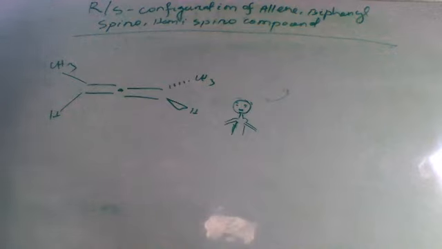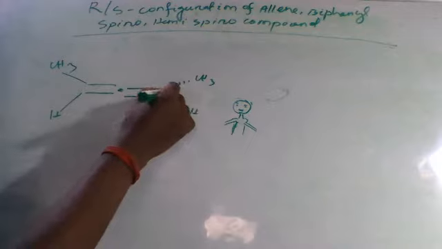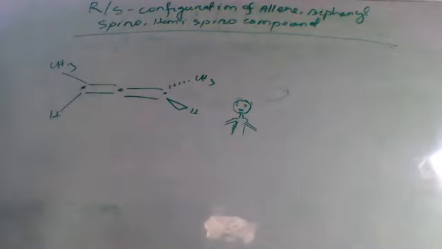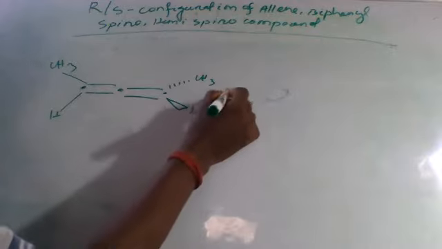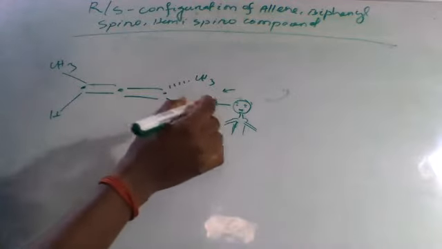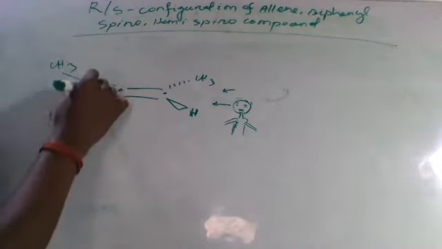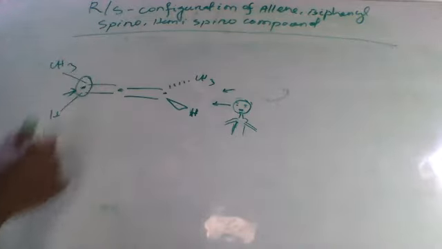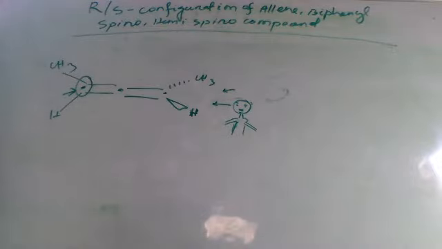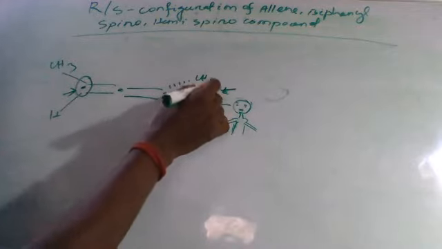Now I'm going to discuss RS configuration of allene, biphenyl, spiro and hemispiro compounds. You are seeing this is an allene, and in the allene system, there are two centers, this carbon and this carbon atom. If you see from this direction, one bond is towards you and another bond is away from you, and this carbon, also containing two bonds, will be in one plane.